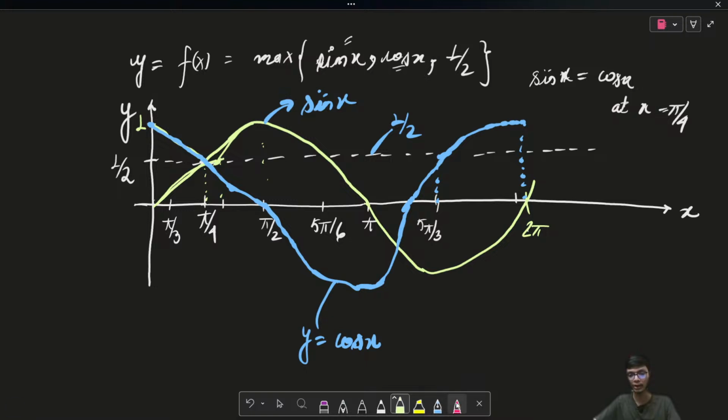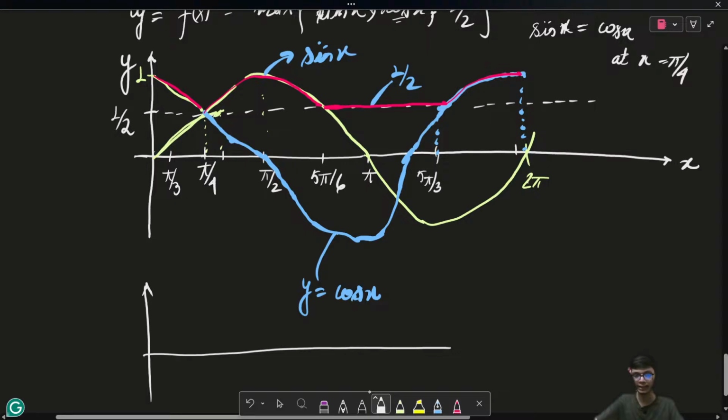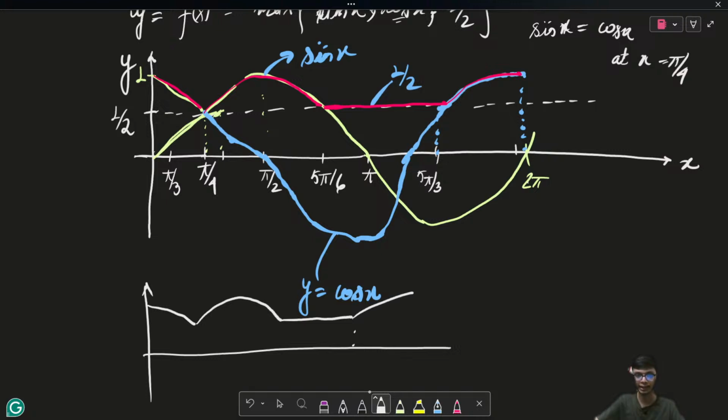So if I try to see the region which is maximum, in this first interval this is my actual curve. In the second one, this is my curve, right? And in this interval, this is my curve. And in the final interval, this is my curve, right? So ultimately, the maximum function of these three curves is going to give me some curve like this, right? So first it is cos, and then it is sine, and then it is y equal to half, and again it is cos, something like this, right?